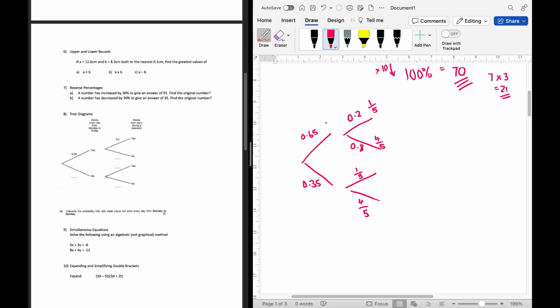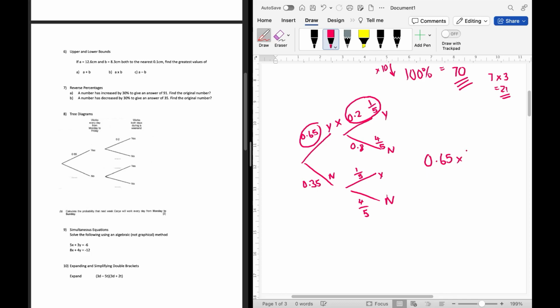The first event is working Monday to Friday, and we've got a yes and a no. Then the second event is working Saturday and Sunday, and we've got a yes and a no. So what is the probability that Caris will work all week, Monday to Friday and Saturday and Sunday? So she'll work Monday to Friday and she'll work the weekend.